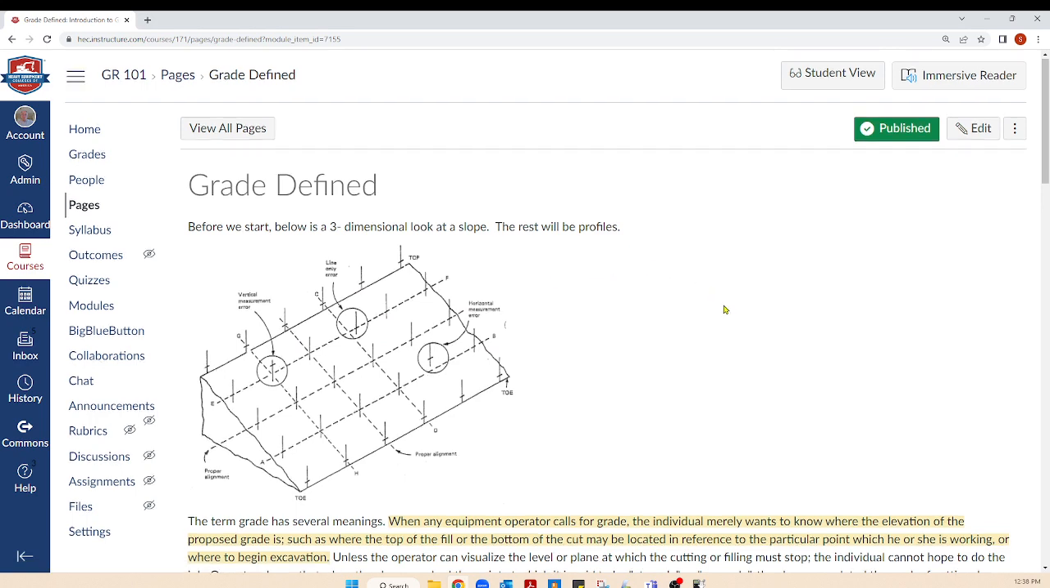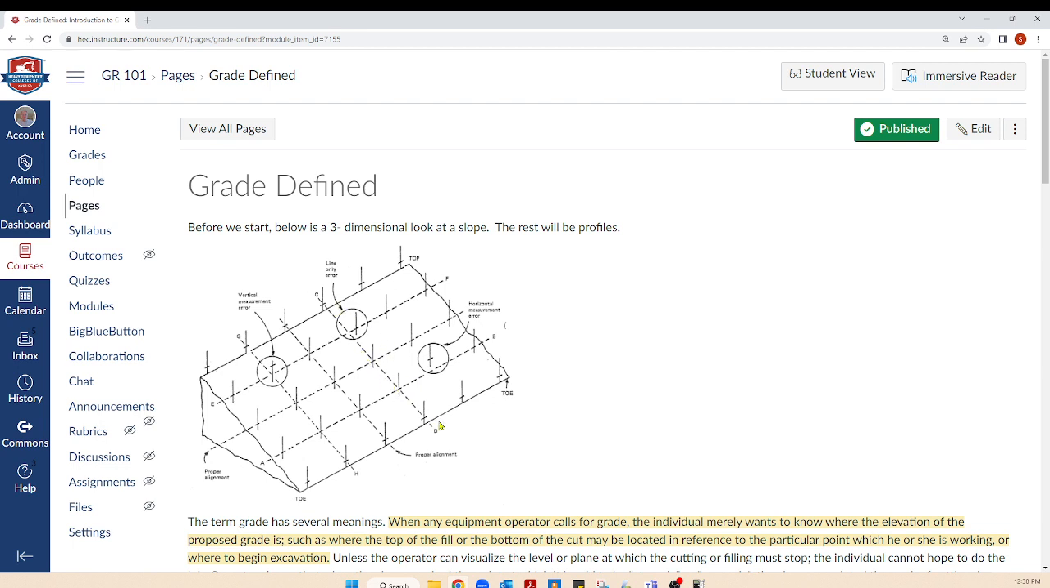And I threw this in here from another file that I had. Below this is a 3D look at a slope. The rest of them will all be profiles. The rest of the time we'll just be looking at this like they just sliced up this piece of cheese or something. It's the same objects, but this is what a slope would look like with stakes on it, just so you know.